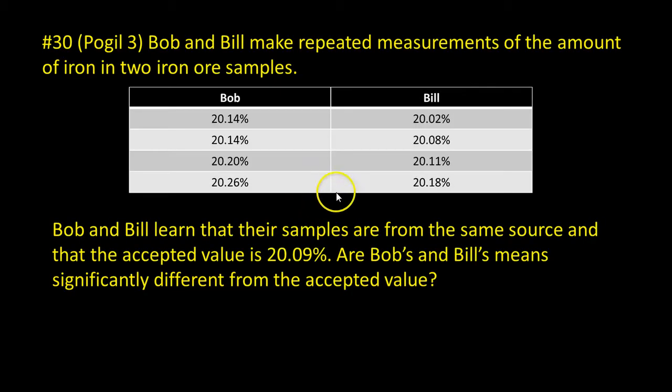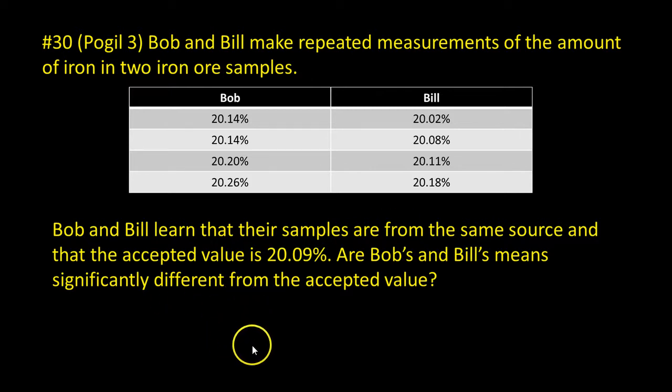Okay, so here's an example. This was number 30 in your assignment. Bob and Bill make repeated measurements of the amount of iron in 2 iron ore samples. Here's Bob's measurements, here's Bill's measurements. Then Bob and Bill learned that their samples are from the same source and that the accepted value is 20.009%. Are Bob and Bill's means significantly different from the accepted value?